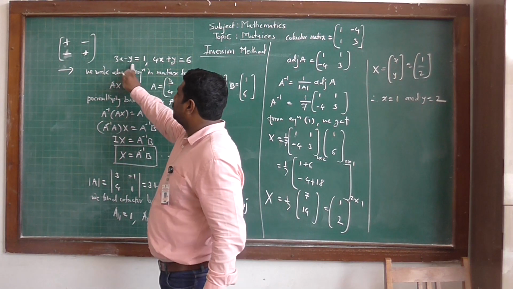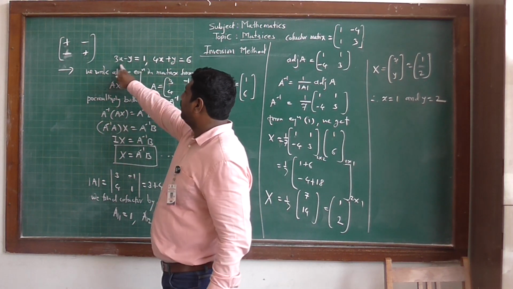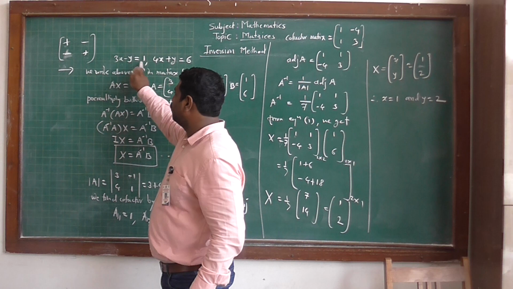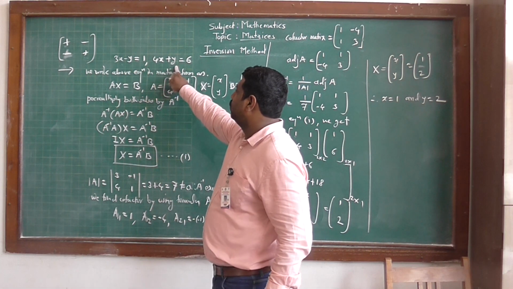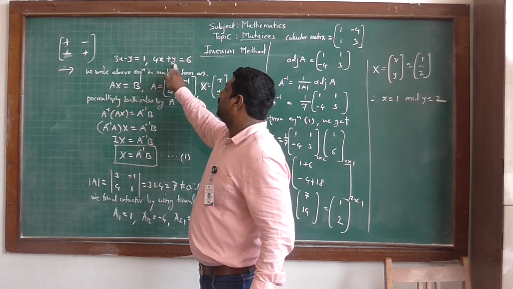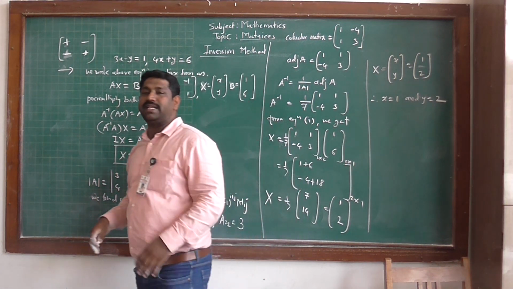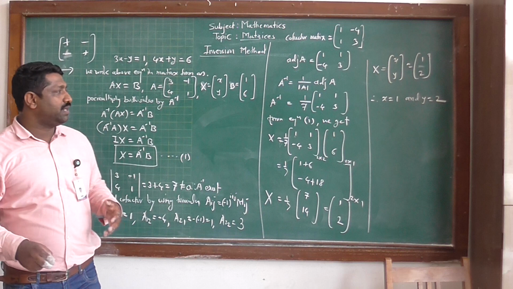Put x equal to 1, y is equal to 2: 3 minus 2, that is 1. Put x equal to 1, in 4x plus y, y is equal to 2, so 4 plus 2, 6. So x and y satisfy both the equations. So our answer is correct.